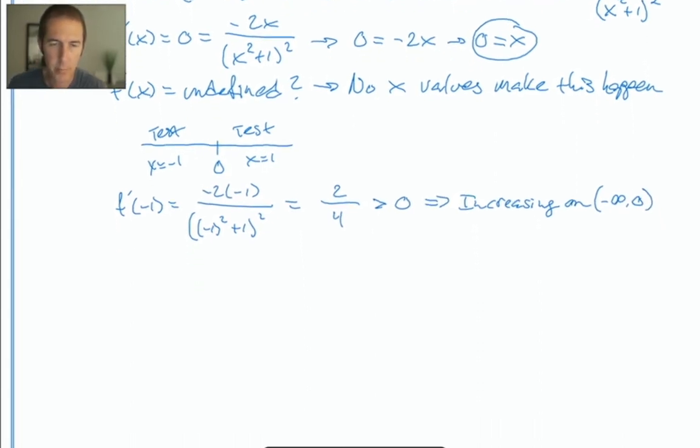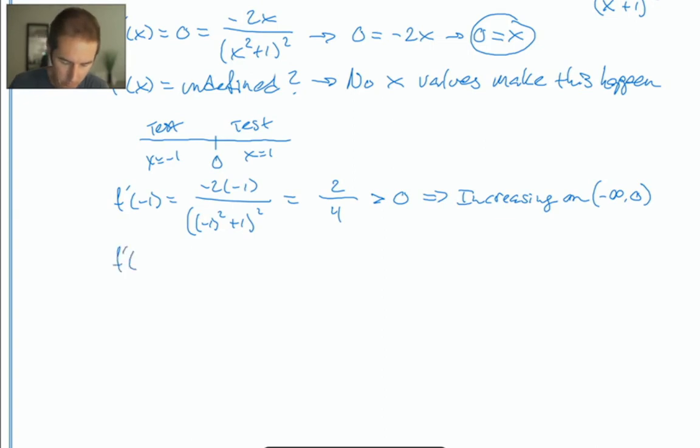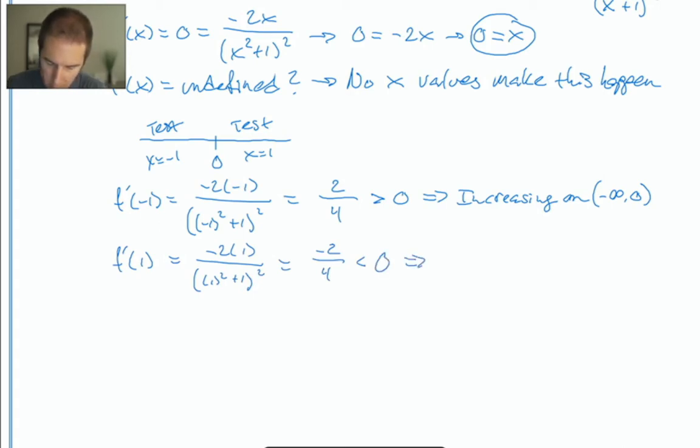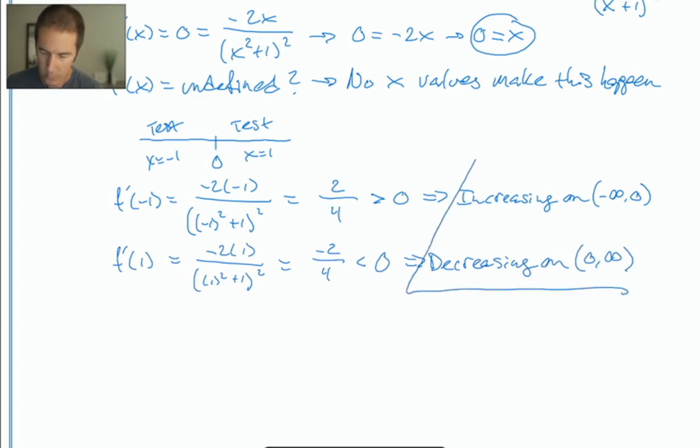And then let's test f prime of positive 1. Negative 2 times positive 1 over 1 squared plus 1 squared equals negative 2 this time over 4, which is less than 0, therefore decreasing on the interval that is to the right of 0, so going from 0 all the way up to positive infinity. And those are the two components of your final answer.